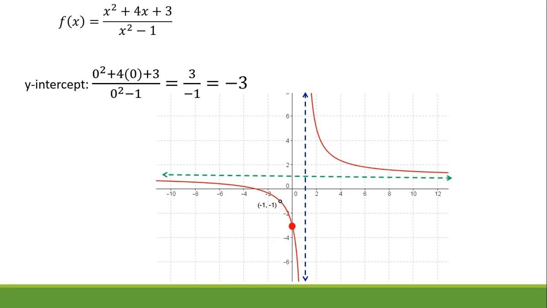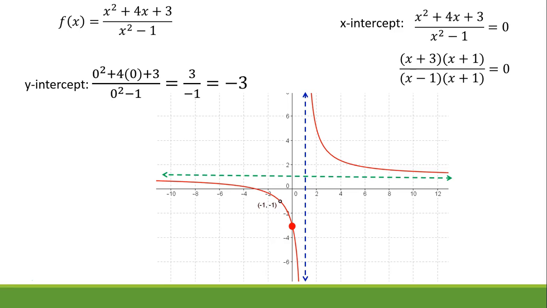And we can also find an x-intercept. We need to find a point that has a y-coordinate of 0. So we'll set our fraction equal to 0. Now we have to look at the simplified form of the fraction to find the x-intercept. In other words, we have to remove that removable discontinuity. And now we can say that this fraction is equal to 0 when the numerator is equal to 0. So the numerator is equal to 0 when x is -3, which means that our x-intercept is the point (-3, 0).